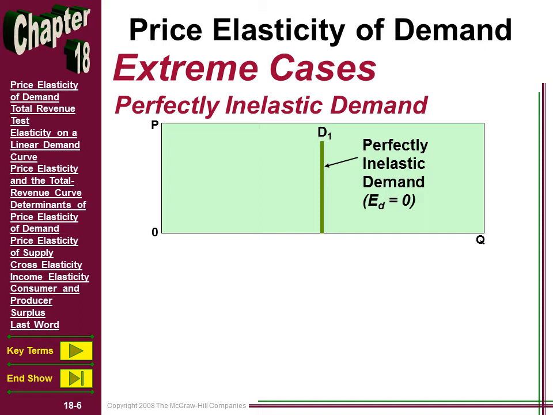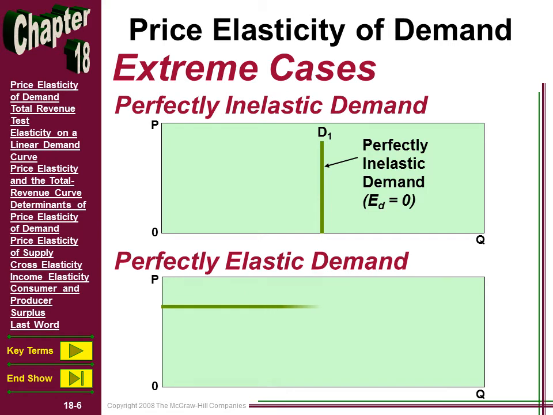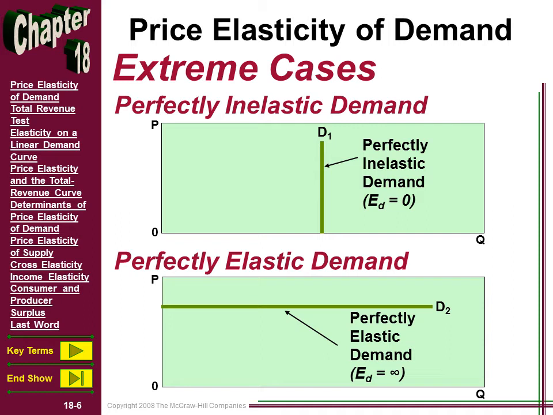And this is an extremely rare case. What about the other extreme? What about perfectly elastic? Notice here that buyers are completely responsive to change in price. In other words, if price goes up just the slightest bit, buyers will respond by not buying any at all. Likewise, if the price goes down, interestingly enough, quantity demanded won't change.